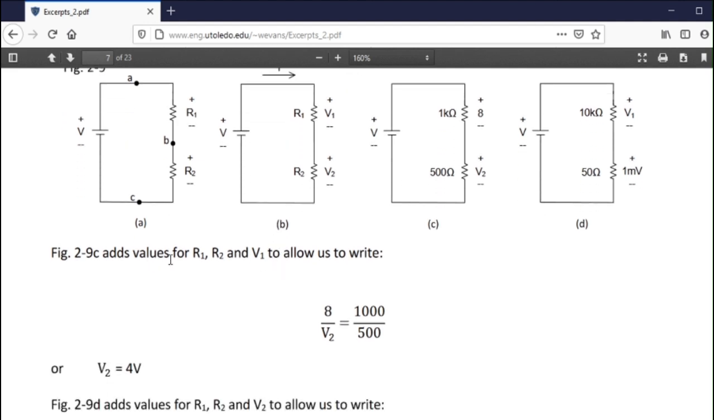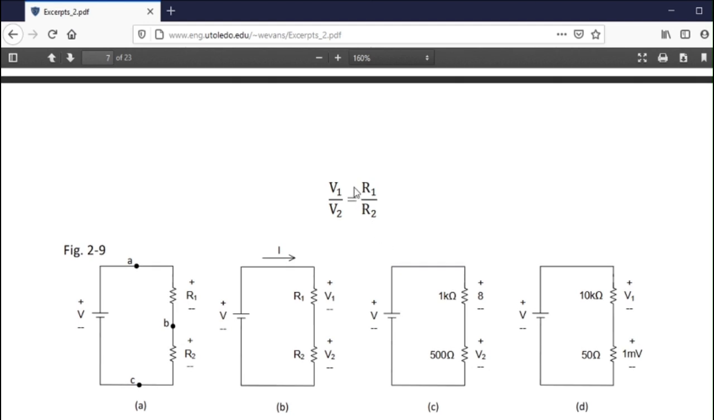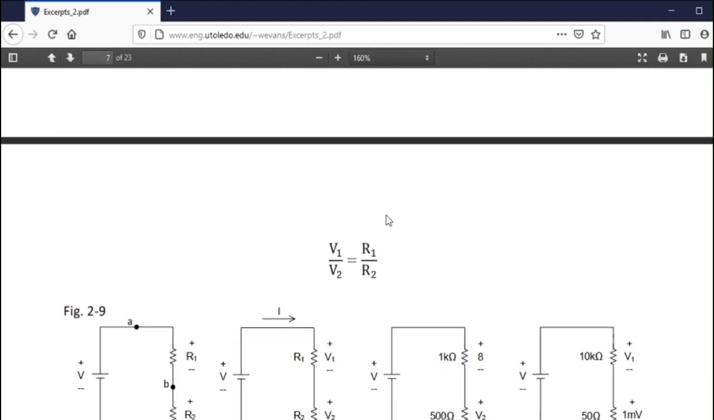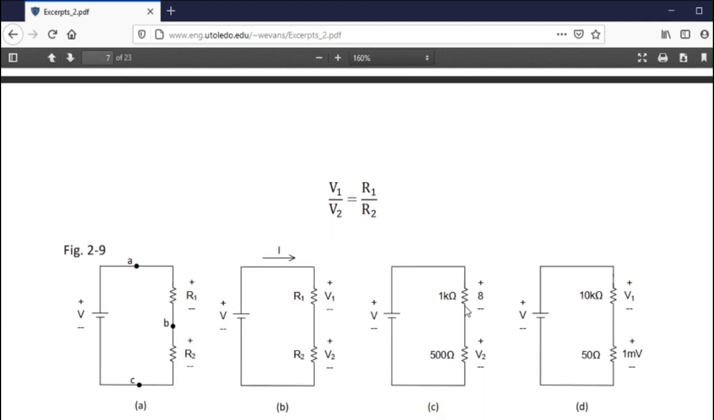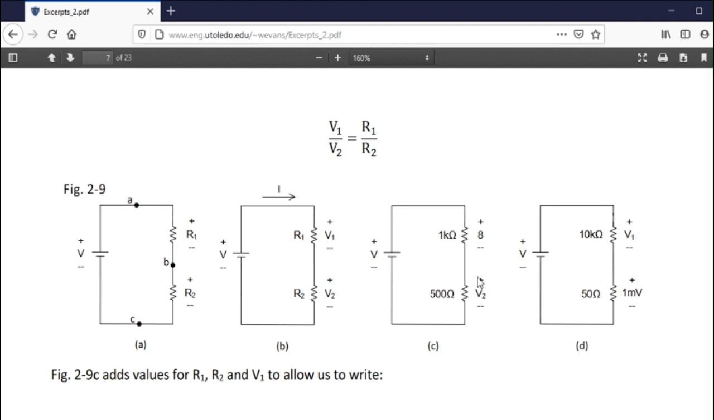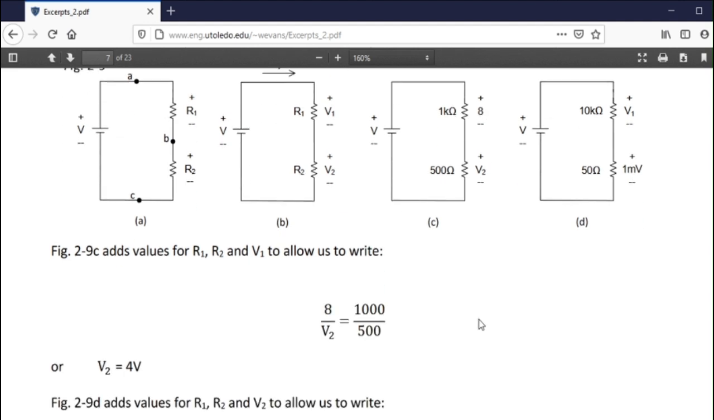So for 2.9c, we add the values of R1 plus R2. Or we can use this equation up here, which says what? Ratio of V1 over V2 is equal to R1 over R2. And that's basically based on the fact that we can find the current through here, and then we can find the current here, and that gives us the voltage across here. So basically, same current, voltage, does it go up or go down? It goes down. It would be less than 1,000 because this is bigger than this. So V equals IR, this is going to be half of that. So you should be able to see that.